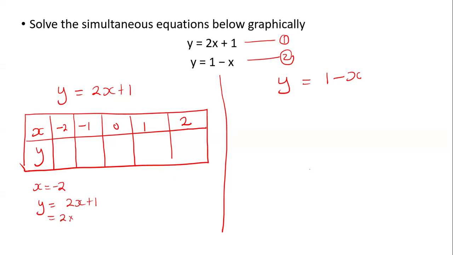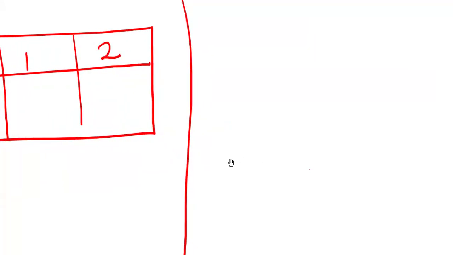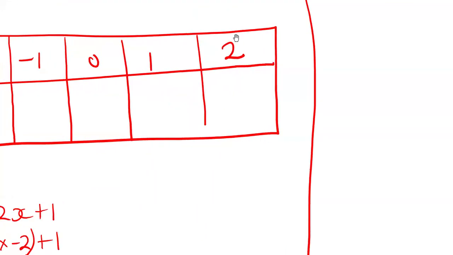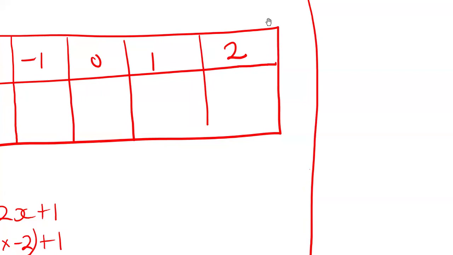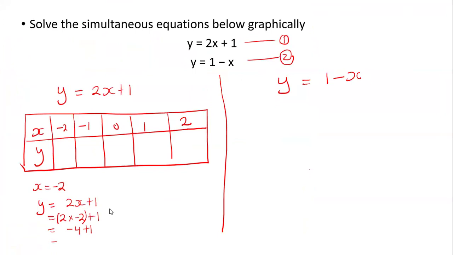So I'll have 2 times negative 2 plus 1. This will give me 2 times negative 2, because we are multiplying only this, so I'll have negative 4 plus 1. Negative 4 plus 1 will give me a negative 3. So that is going to be my first value.